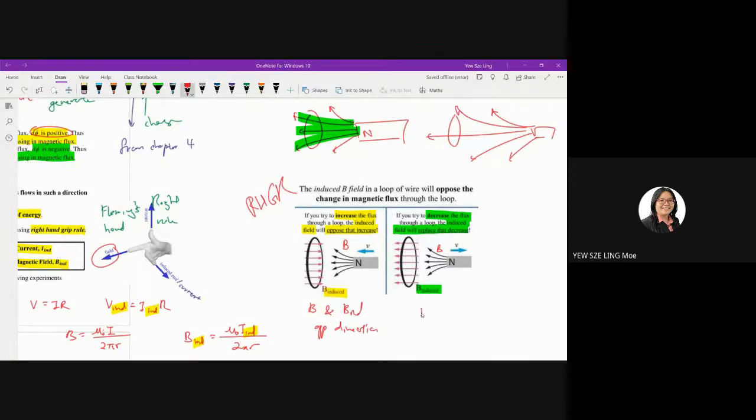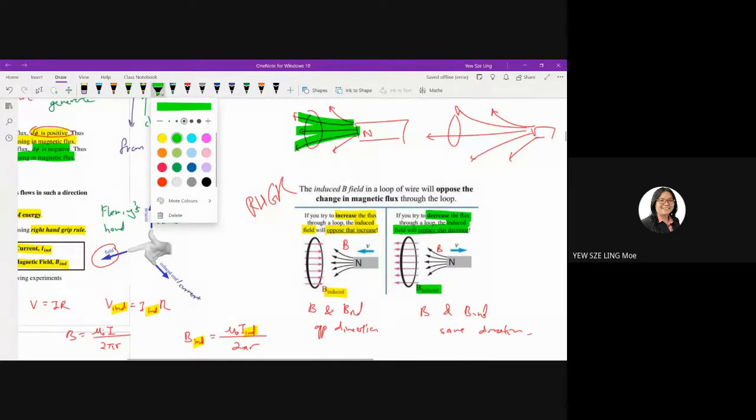If decreased, then B and B induced are in the same direction. Okay, same direction. So that's it. That is Lenz's law. That is how we use Lenz's law to determine the direction. So the induced magnetic field is generated in the direction that opposes the change. Okay, so oppose the change.